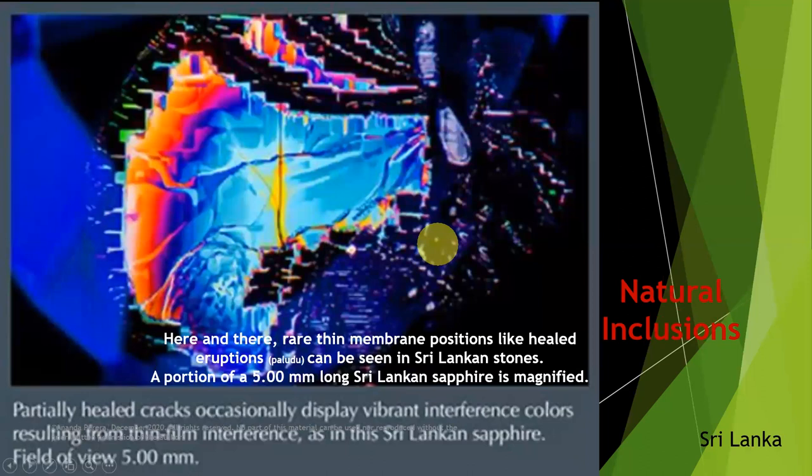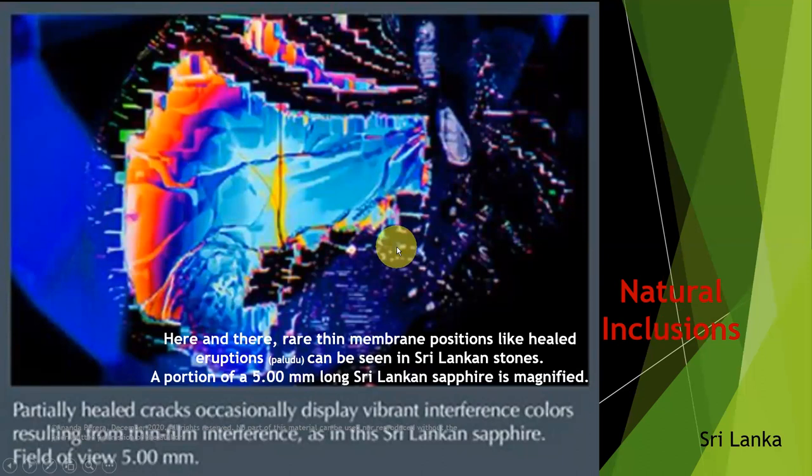Another one here. It is a Sri Lanka sapphire. Look at the inclusion. Very nice inclusion. There are a lot of colors given here and there. Rare thin membrane. Thin membrane. Positions like a healed eruption. After the heating, when it is cooling, this eruption is healed. Can be seen in Sri Lankan stones.